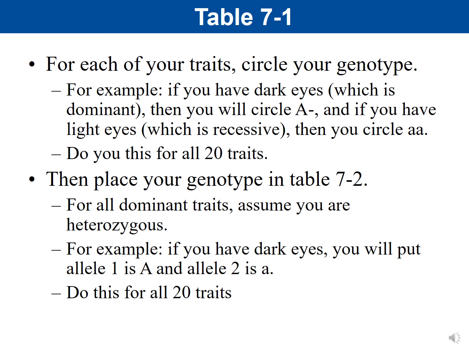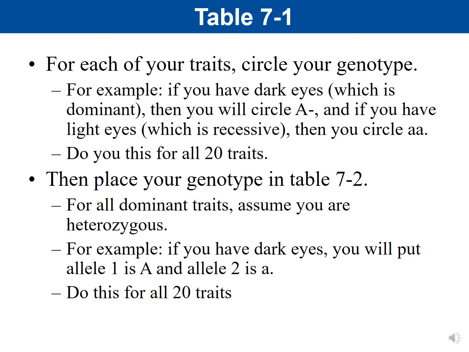For all dominant traits, for the purpose of this exercise, assume that you are heterozygous. So if you have dark eyes, for the purpose of this experiment, you're going to write that your genotype is big A, little a. Now, do we know that's true? No, right? But for the purpose of this exercise, to show that you could get unique combinations, we are going to assume that you're heterozygous. So again, you could be big A, big A, but for this activity, if you have the dominant trait, you're big A, little a.